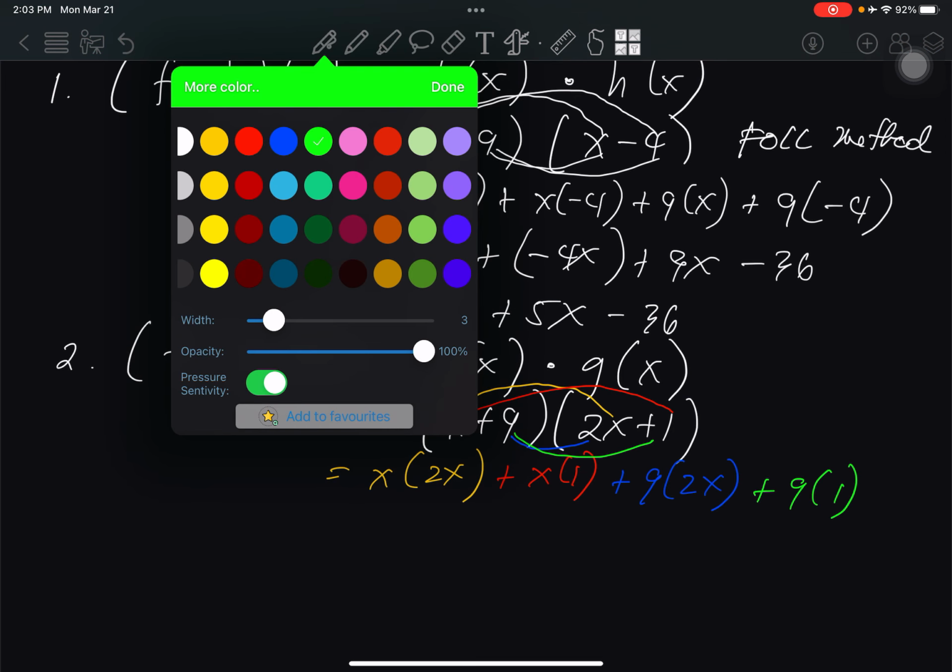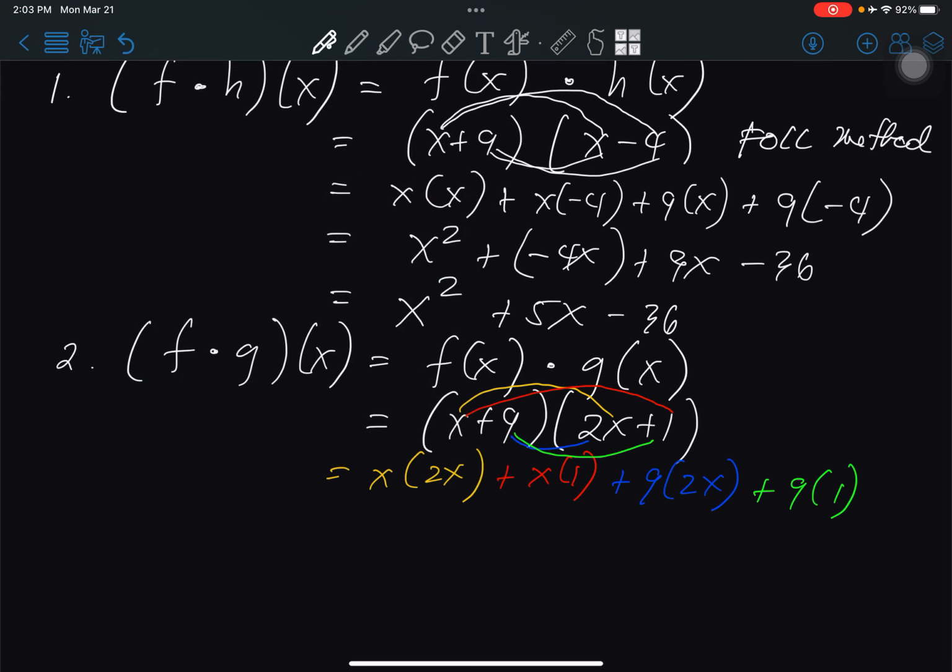Let us simplify further. So we have here x times 2x, we have 2x squared. Then, of course, x times 1, that is equal to x. Then, we have here 9 times 2x, that is equal to 18x. Then, 9 times 1, that is basically equal to 9.